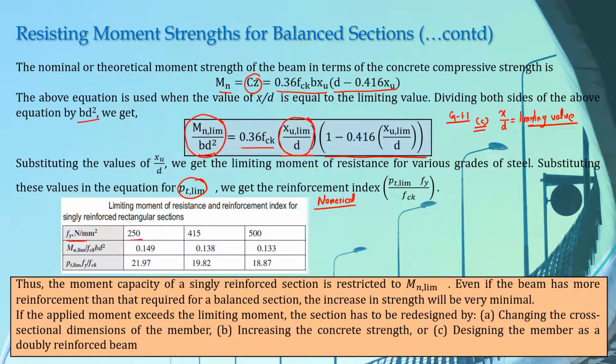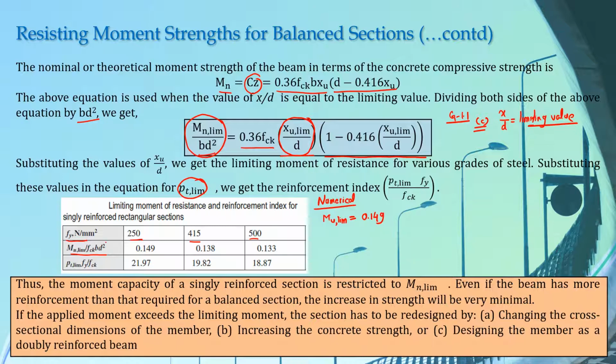For Fy of different grades here, the limiting value of Mu limiting by fck bd square has been given, and similarly pt limiting Fy over fck has been given. So if you want to find the maximum or limiting value of Mu limiting, moment of resistance, then you can use these formulas here. For 250 grade steel, it is 0.149.